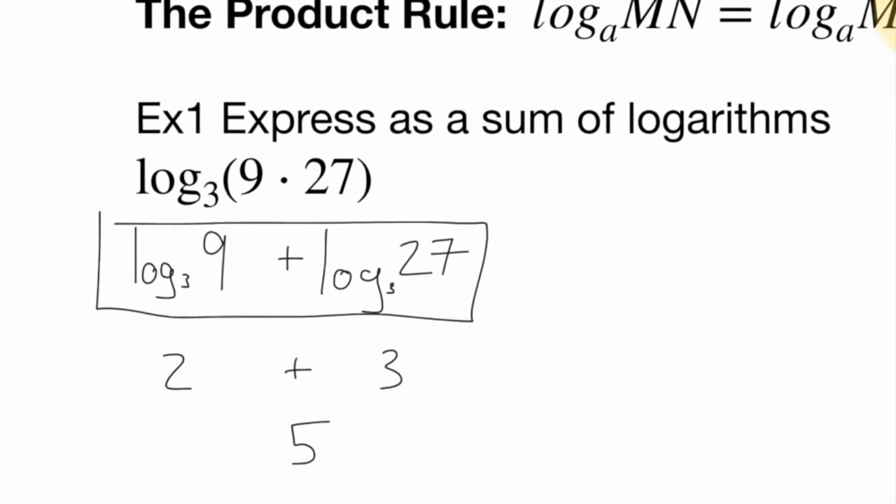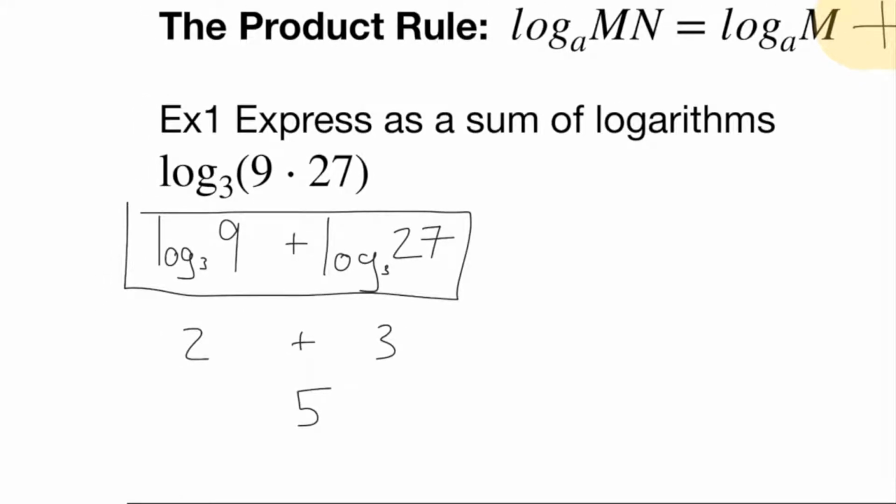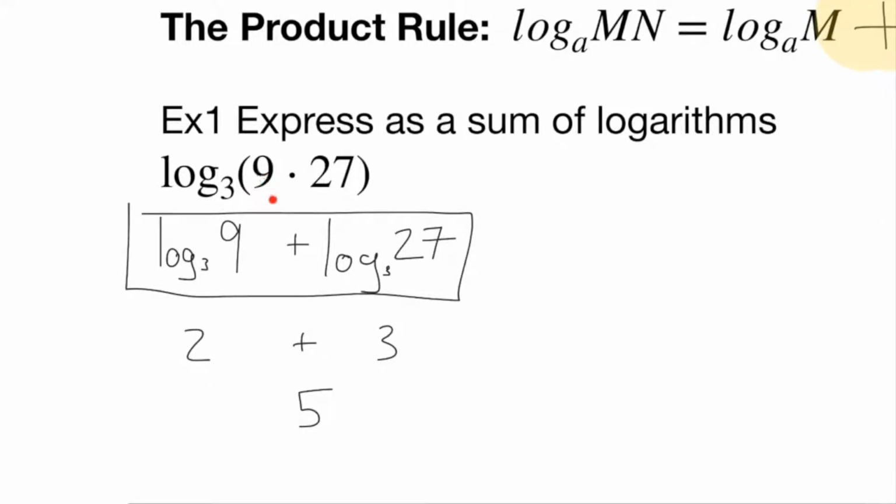So here, if you want to express this as a sum of logarithms, you could say that this is the log base 3 of 9 times 27. You can split up this multiplication and insert addition here. Multiplication on the inside, addition on the outside. This becomes log base 3 of 9 plus log base 3 of 27. So you're following the instructions here. On a side note, you can take the log base 3 of 9. What is the exponent when 3 is the base and 9 is the power? The exponent would have to be 2. And here the exponent would have to be 3. 2 plus 3 is 5.